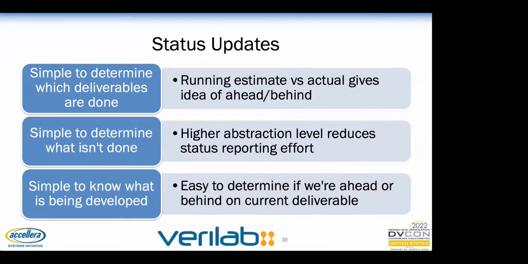The team can provide finer grained status by estimating how far ahead or behind they are on the particular deliverable they're working on. It doesn't take much time to figure out if you're ahead or behind on a deliverable that's estimated to take a couple of weeks to finish and you're in the middle of it. It also is easy to determine what hasn't been done, but more importantly, we can easily make decisions with the team about the order of future deliverables.